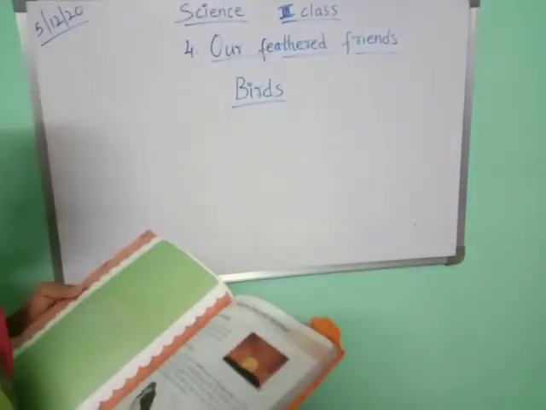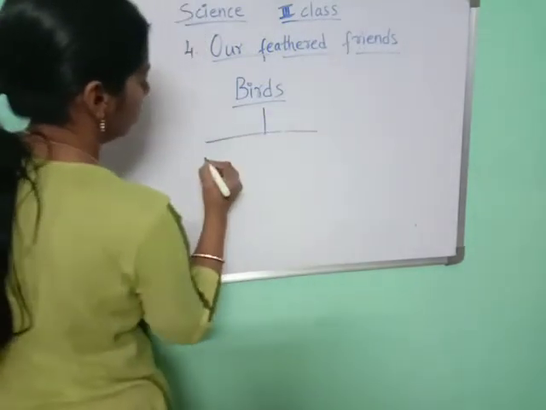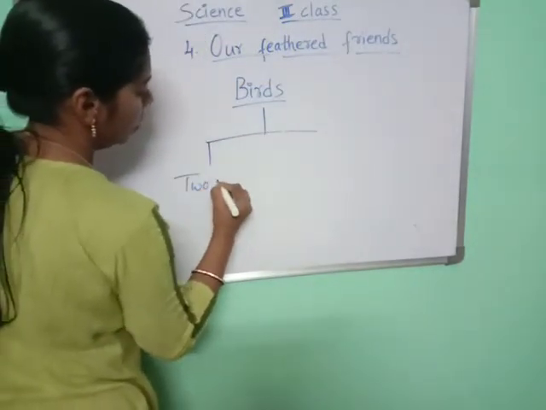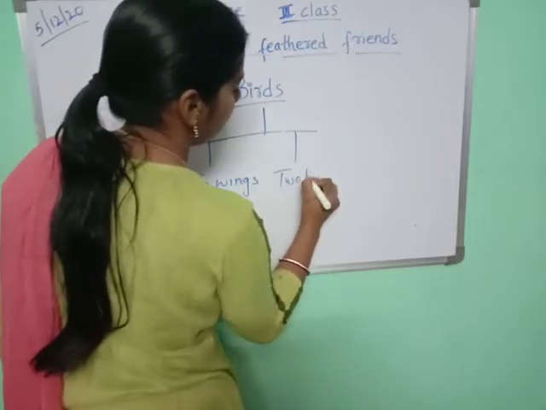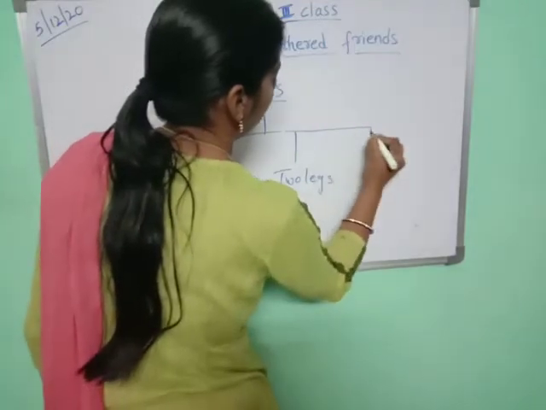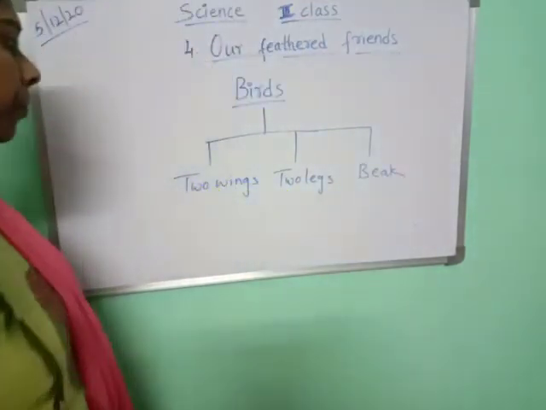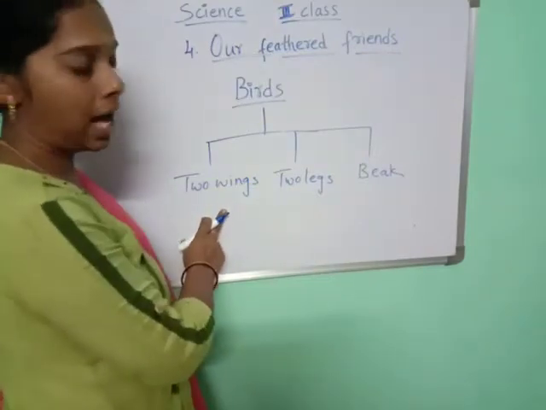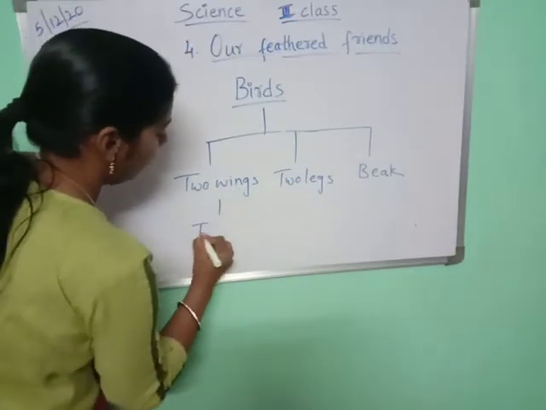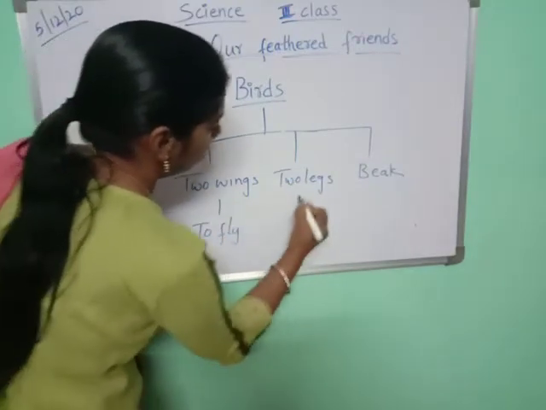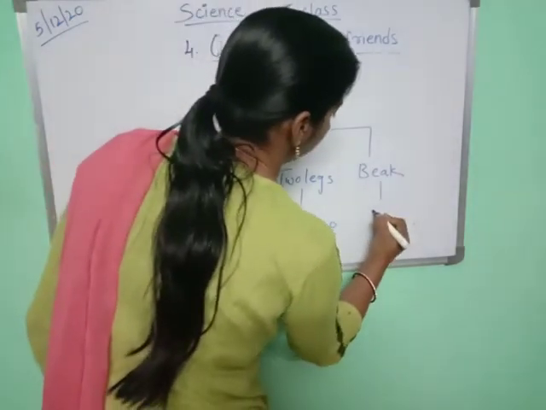So birds, what do they have? They have two wings, two legs, a beak. They have two wings to fly, two legs to hop, and a beak to eat. This is to fly, this is to hop, and this is to eat.